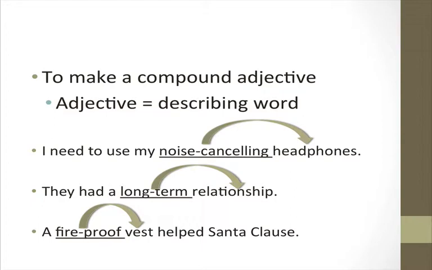Next example, they had a long-term relationship. What kind of relationship? Long-term. They didn't say long relationship or a term relationship. The author wanted to describe that relationship as long-term, meaning many years. And so because it is a compound adjective, so two words working as one adjective, we join them with the hyphen. Another example, a fireproof vest helped Santa Claus. What kind of vest? Fireproof. Two words working together as one adjective, that's a compound adjective. They are joined with a hyphen.